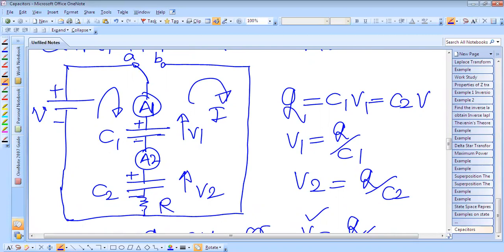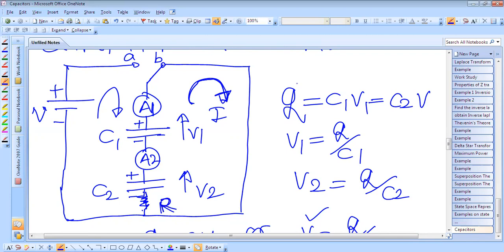The capacitors will start charging, and as time passes, the readings of ammeters A1 and A2 will start decreasing from the maximum value to zero. When they show zero, that means the capacitors are fully charged. And once fully charged, we can throw this switch to the B position. When it is thrown to the B position, the current will flow like this, and the capacitors will now discharge through these resistors.